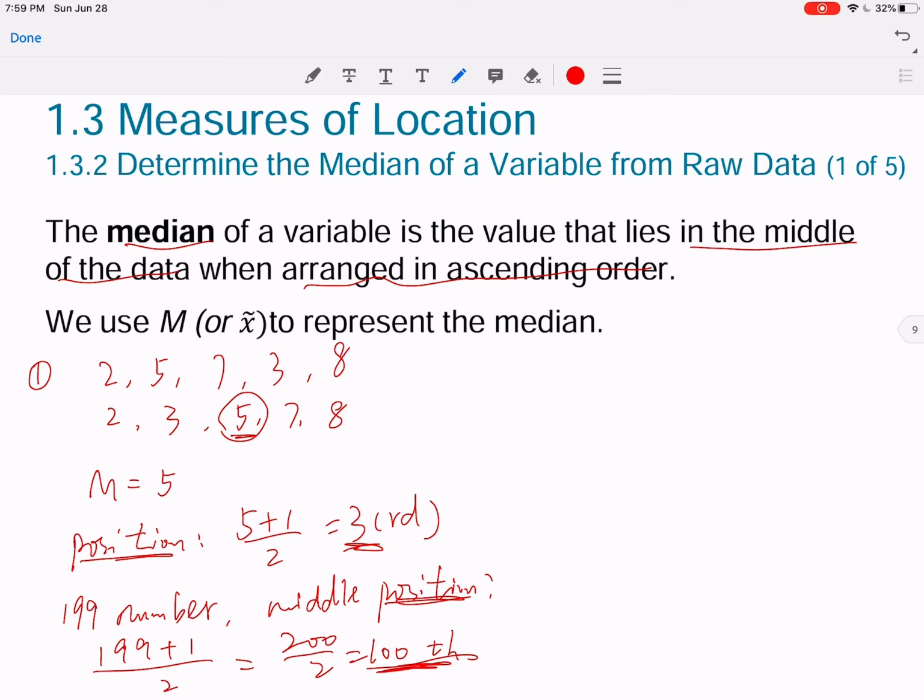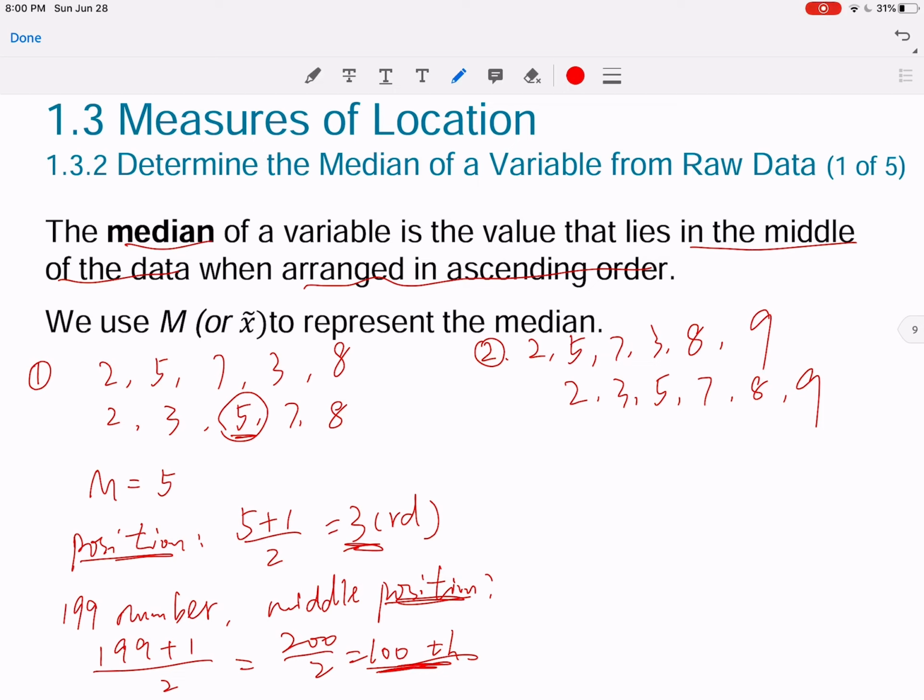Now the second case is, what if I just add another number to the original data set. Let's see, 2, 5, 7, 3, 8, and then I'm going to add a 9 here. Now we got a new data set, and I want to find out the median of this data set. What we're going to do is the same thing. We put the data set in ascending order. Rearrange it: 2, 3, 5, 7, 8, 9.